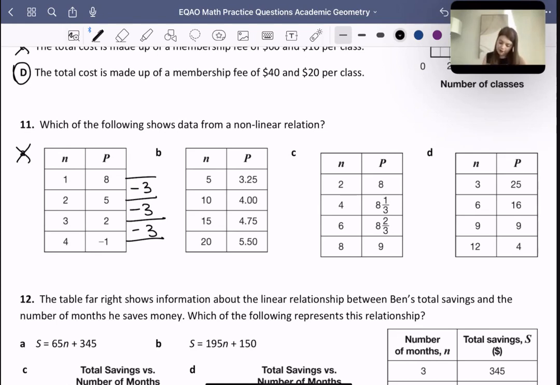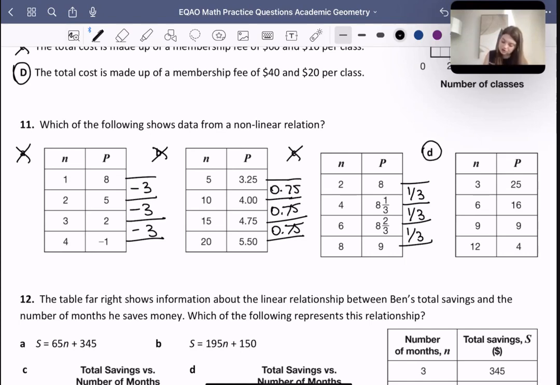Okay. What about B? We have 4 minus 3.25, which is 0.75. Then we have 4.75 minus 4, which is also 0.75. And then we have 5.5 minus 4.75, which is 0.75. So this also can't be the answer because this is linear, right? Okay, what about C? 8 and a third minus 8 is 1/3. 8 and 2/3 minus 8 and a third is 1/3 as well. And 9 minus 8 and 2/3 is 1/3 as well. So it cannot be C. So it must be D, but let's show why it is.